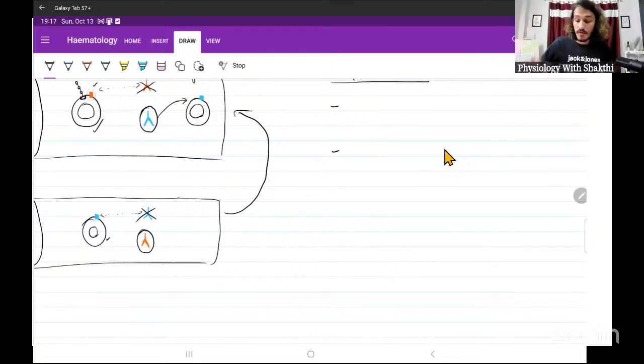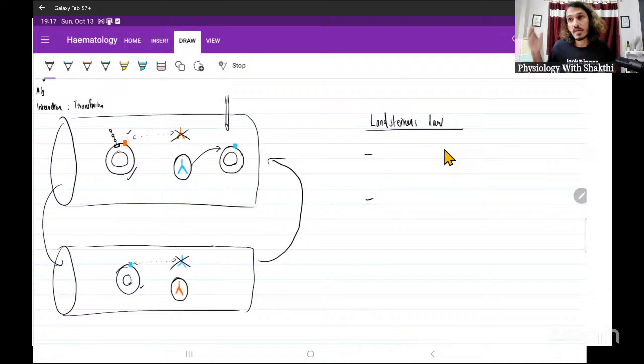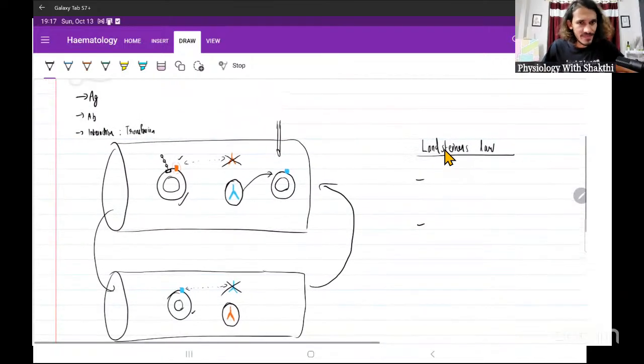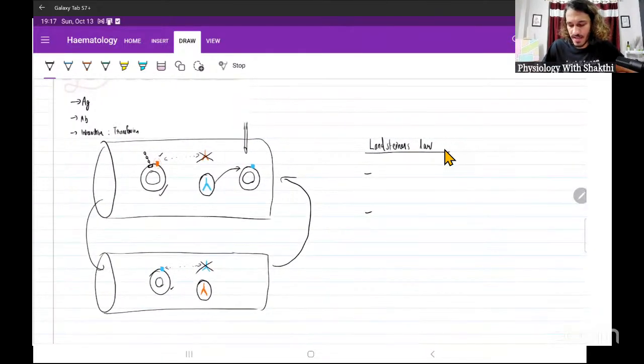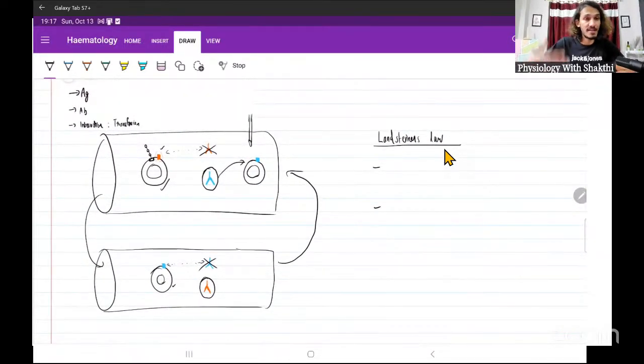Now, another thing I have to tell you is this concept of blood group system was discovered way back in the beginning of 1900. So at that time, the terminology of antigen and antibody was not commonly used, and they didn't actually understand why this was happening or what biochemical reaction was happening over there. So the terminologies included agglutinogen, agglutinin.